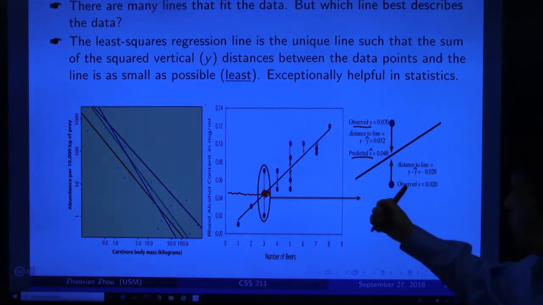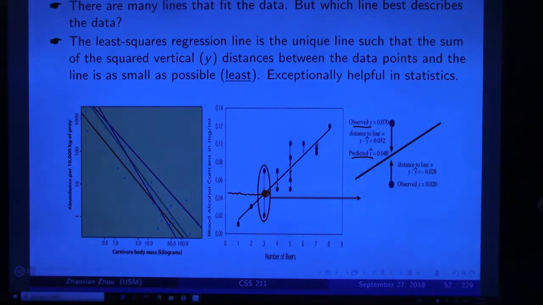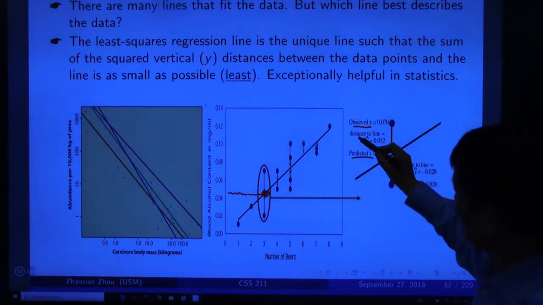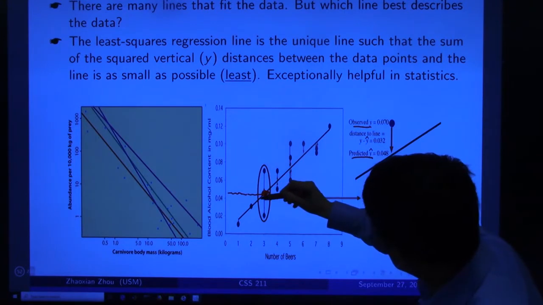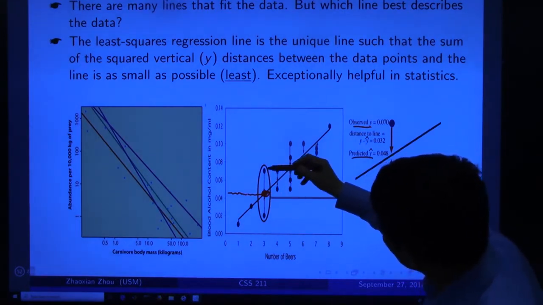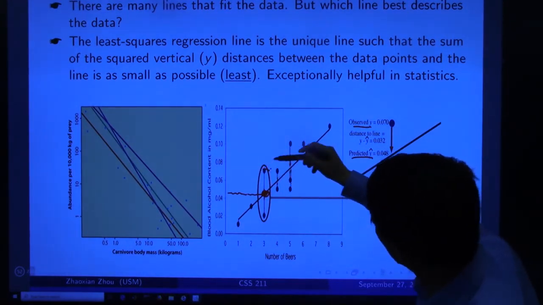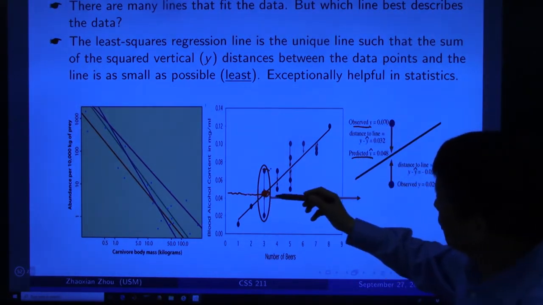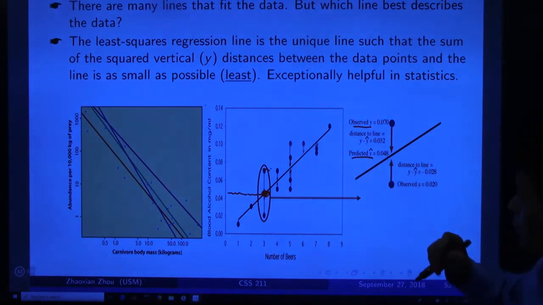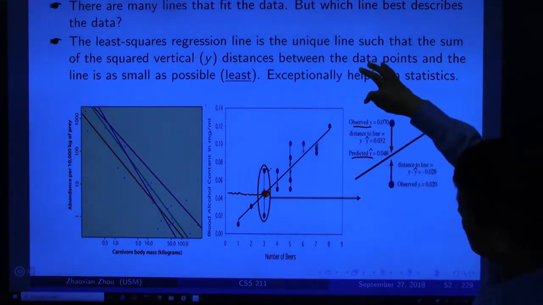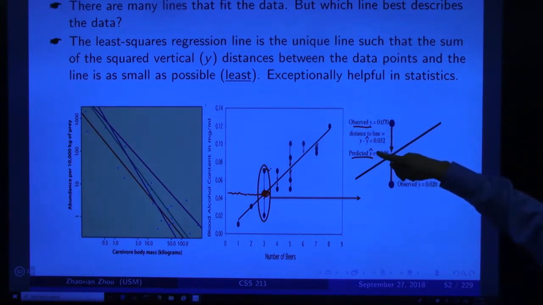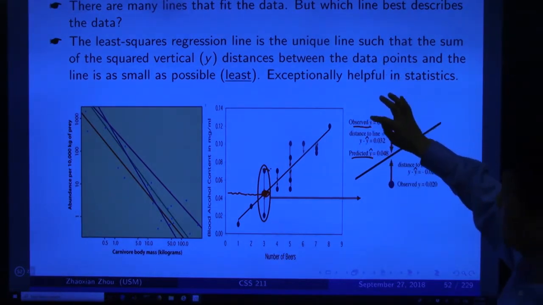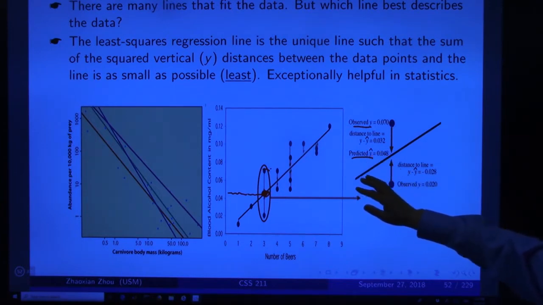There's a difference between the observed value and the predicted value, and we call that a residual. We are going to discuss it in the next slides, but here it is just the distance to the line. For this point here, the observed value equals 0.07, and the predicted y value equals 0.048. Then the distance is the observed minus the predicted. Always use observed minus predicted. This is called the residual.